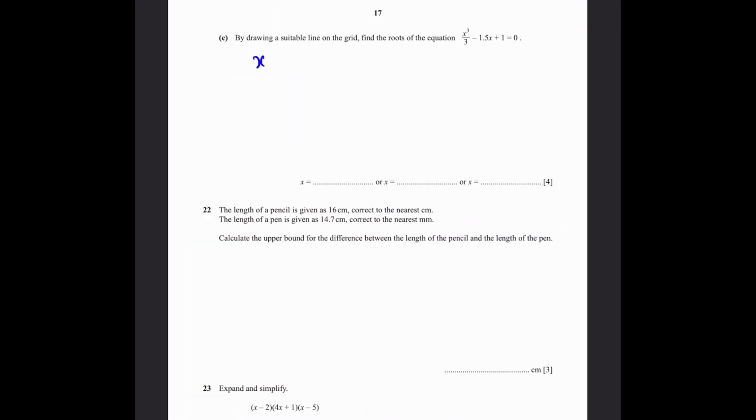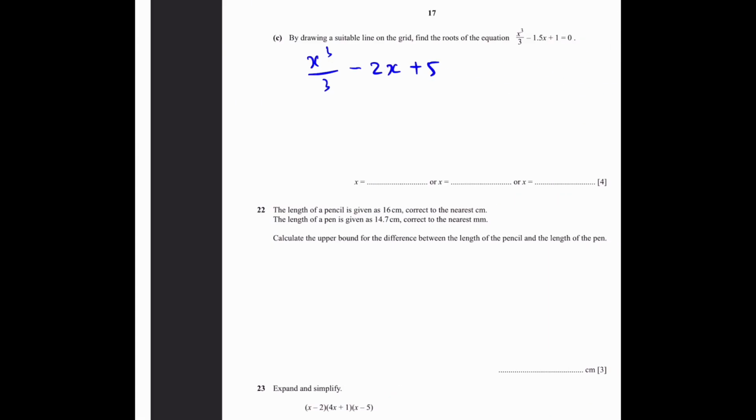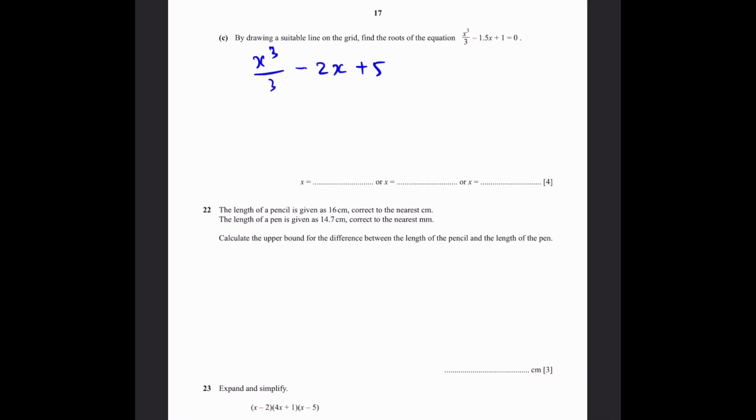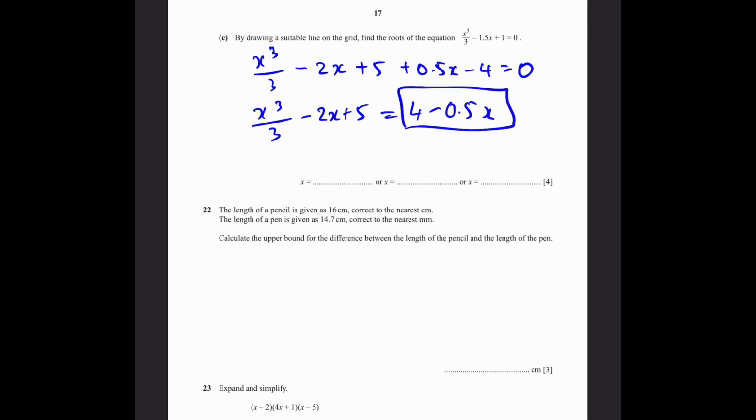So you can write this as x cubed by 3 minus 2x plus 5, which is the original equation, and then we do something to this to get the equation given. So what something is that? We just add 0.5x and we subtract 4, and that'll be equal to 0. Now x cubed by 3 minus 2x plus 5 is the graph given. Now you can bring the remaining contents to the other side. 4 minus 0.5x. This is the line we're going to draw, since the intersection points between these two will solve this equation.